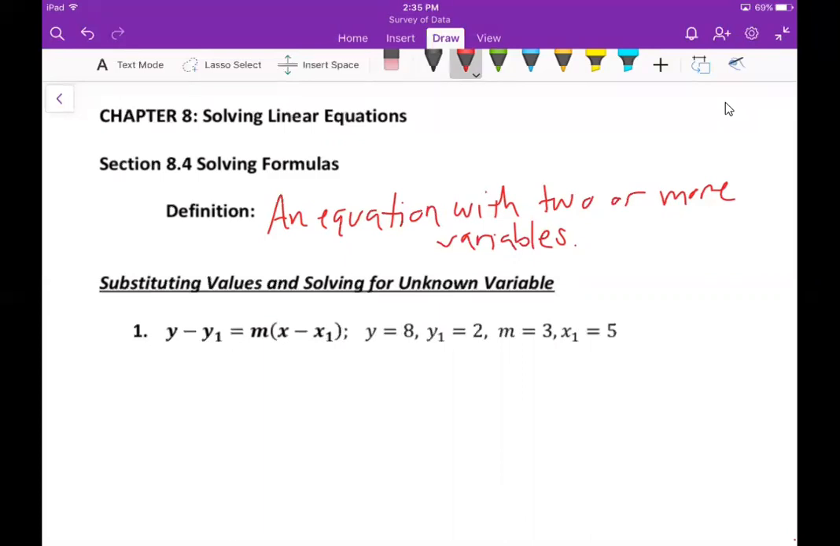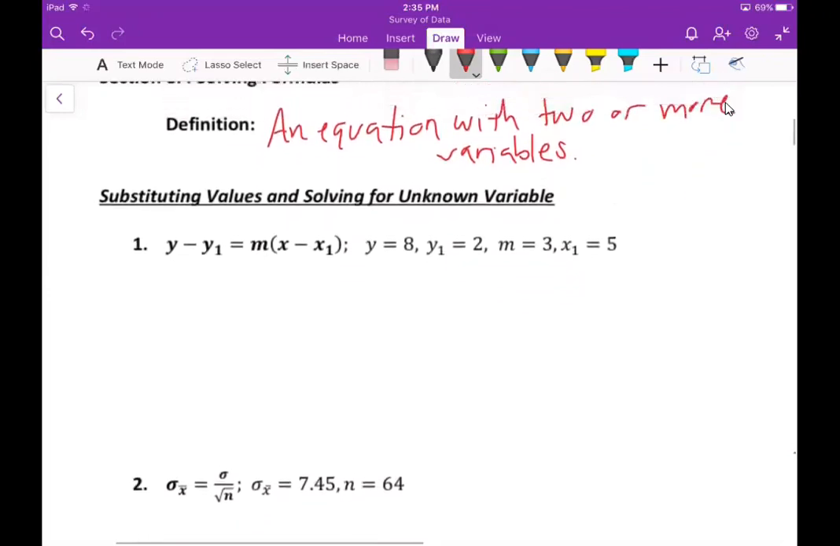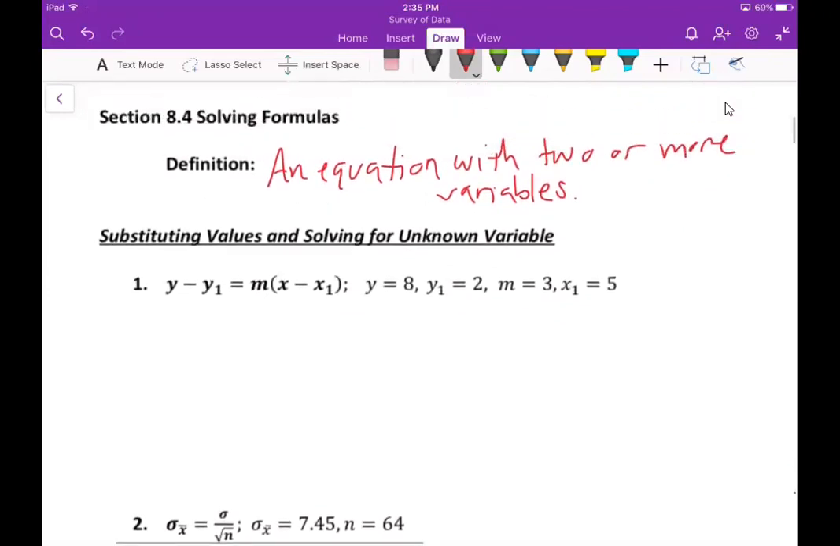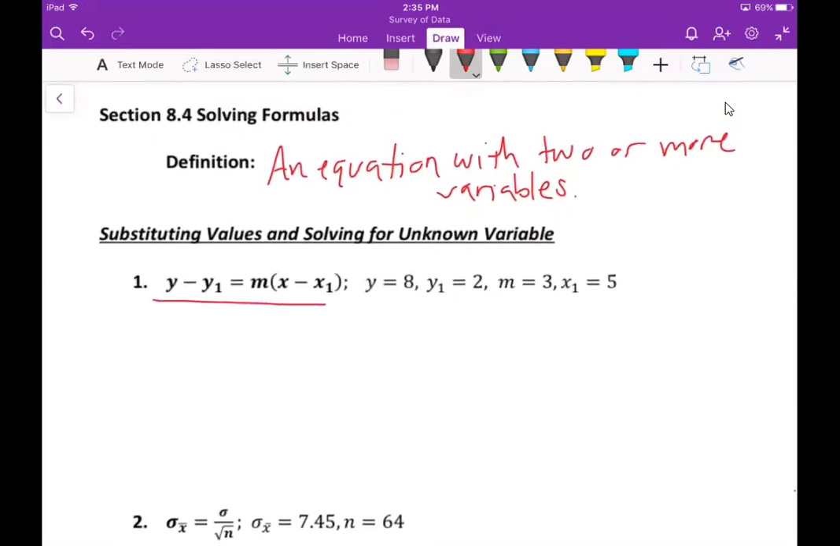So this section starts out with first, just getting one extra step into what we were doing before. We have 1, 2, 3, 4, 5 different variables in this formula. But what we're going to do first is still get this down to one variable, because we're going to use this information here that y is 8, y1 is 2, m is 3, and x1 is 5. Now we don't know what those variables are, but we see them in this formula. So what we're going to do is substitute in those values and then solve for whatever is left.